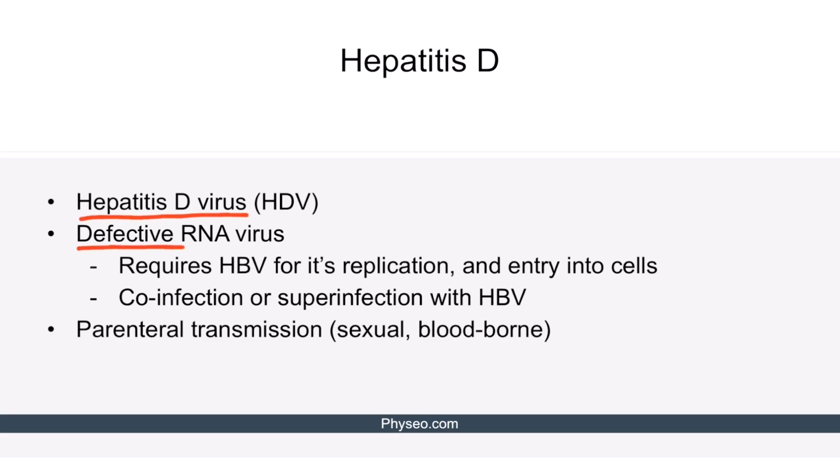It's a defective RNA virus, called so because it cannot cause an independent infection. It requires the presence of hepatitis B virus for its replication and entry into cells. Therefore, it's only seen as a co-infection or a superinfection with HBV. So similar to hep B infection, it has parenteral transmission, such as sexual and bloodborne.